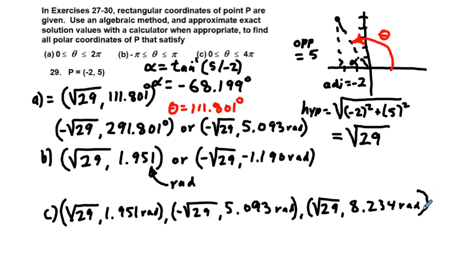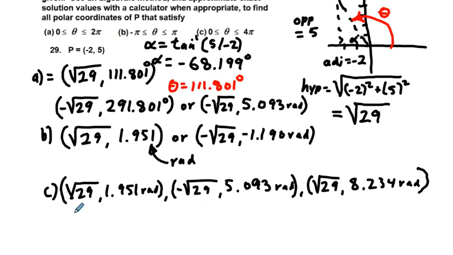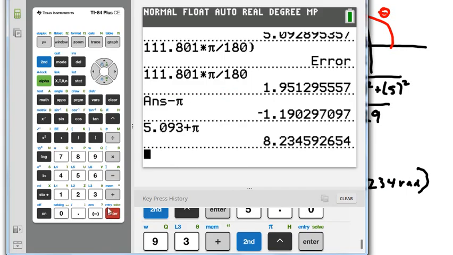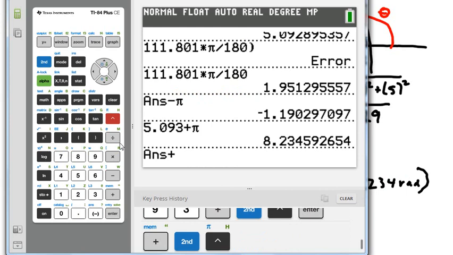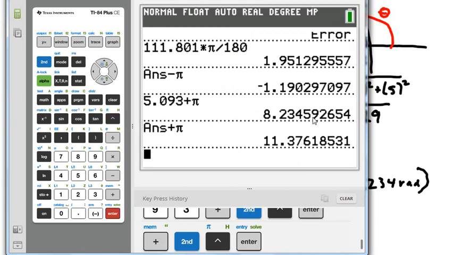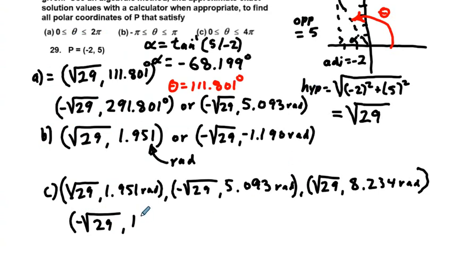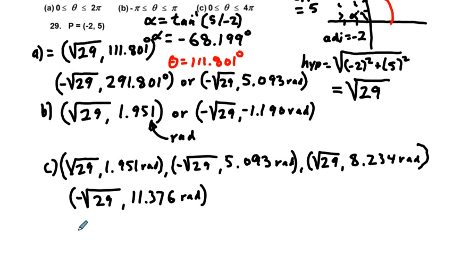Okay, and then the last one, we're going to rotate another. I'm going to just write this down below a little bit. We're going to have yet another pi rotation, that's going to be negative square root of 29. And we're going to take this 8.234 radians and add pi radians to that. So we'll put plus pi radians, and for that we get 11.376 radians. And I think that's the last one we can get before we exceed 4 pi. So that's going to be A through C.